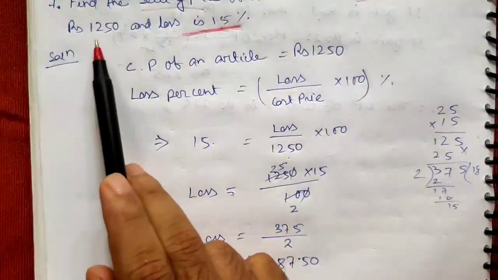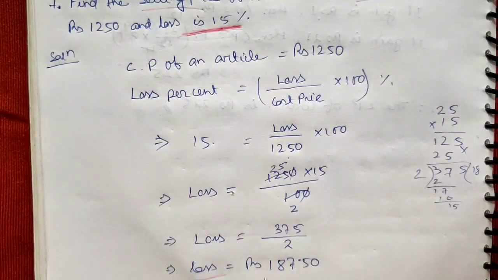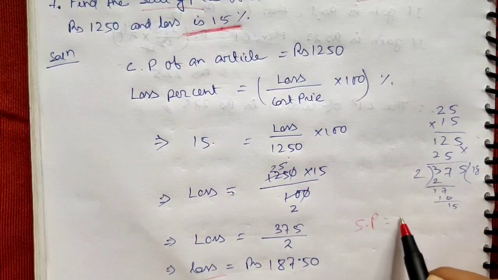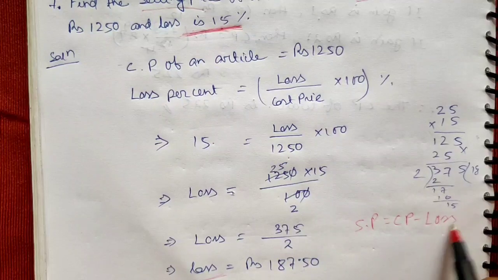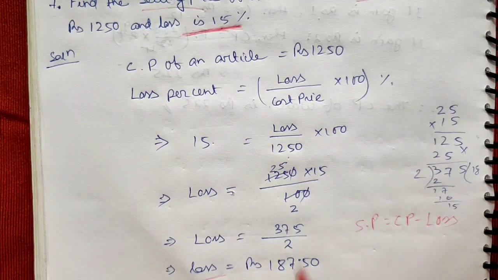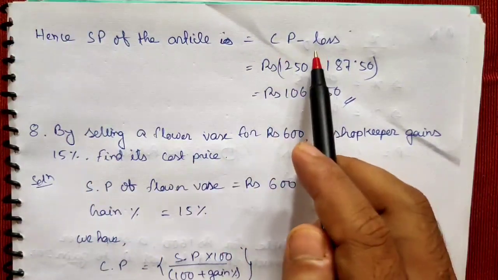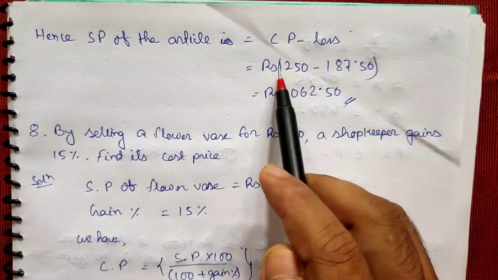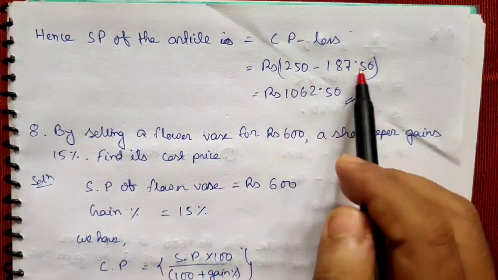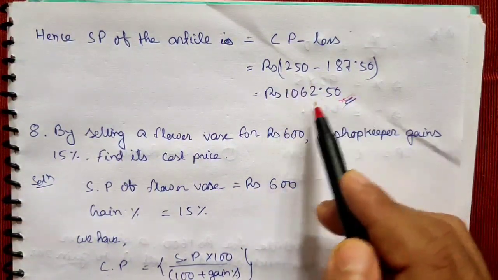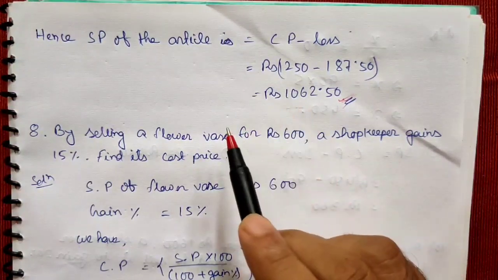Now we have the cost price, which is 1250, and we also have the loss, that is 187.50. So we can easily find out SP. How? We will write SP equals CP minus loss. In place of CP we will write CP, and in place of loss we will write loss. So we have written SP of the article is CP minus loss. CP is 1250 minus this, and when we subtract we get this. So this is our required selling price of the table.